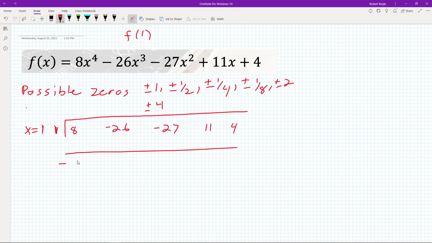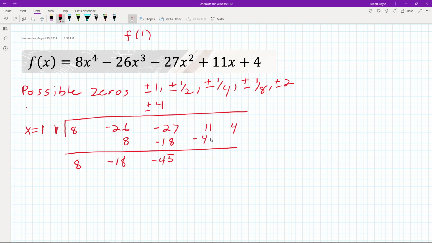Here's my negative 8, and let's go ahead. No, positive 8. What was I thinking? Positive 8. Here we go, positive 8. Okay, so 1 times 8 is, well, 8. 8 minus 26 is negative 18. Negative 18 times 1 is, well, negative 18. Negative 27 plus negative 18 is negative 45. Negative 45 times 1 is, well, negative 45.